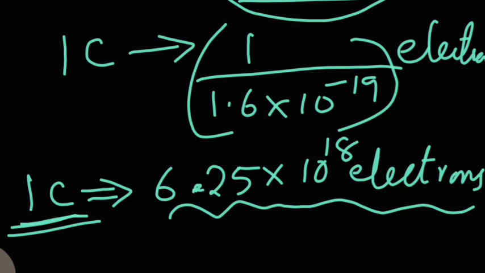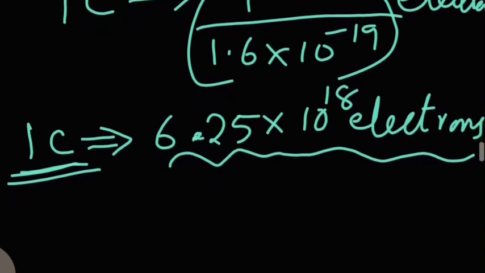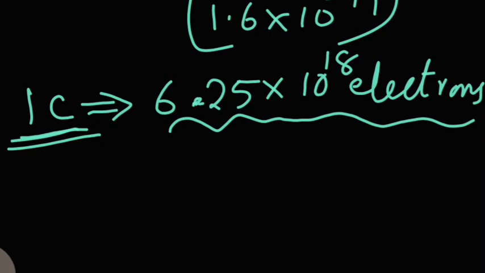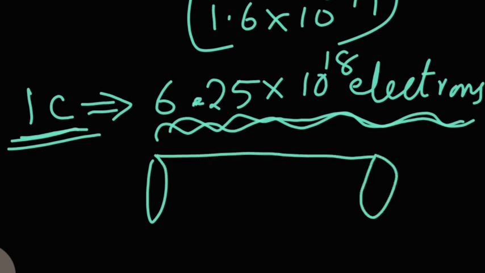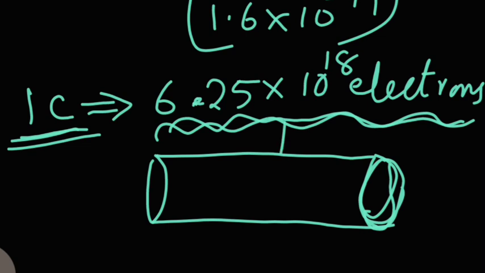So that much number of electrons are actually constituting what? 1 coulomb of charge. Or you can say that if this much amount of electrons, so many number of electrons, are passing through a conductor, then 1 coulomb of charge will be passing. So if so many electrons are passing through a conductor, how much charge will be there? 1 coulomb of charge will be there.